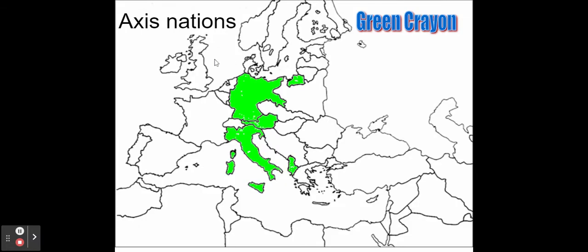So I'm going to use green, and my green colors are going to represent the Axis nations. Now, the Axis is associated with World War II. The Central Powers are associated with World War I. The Axis powers, for lack of a better term, are going to be the bad guys, okay? So your Axis nations are going to be Germany, Austria, Italy, okay? Those are your big Axis nations. And don't forget these two little guys right there, all right?